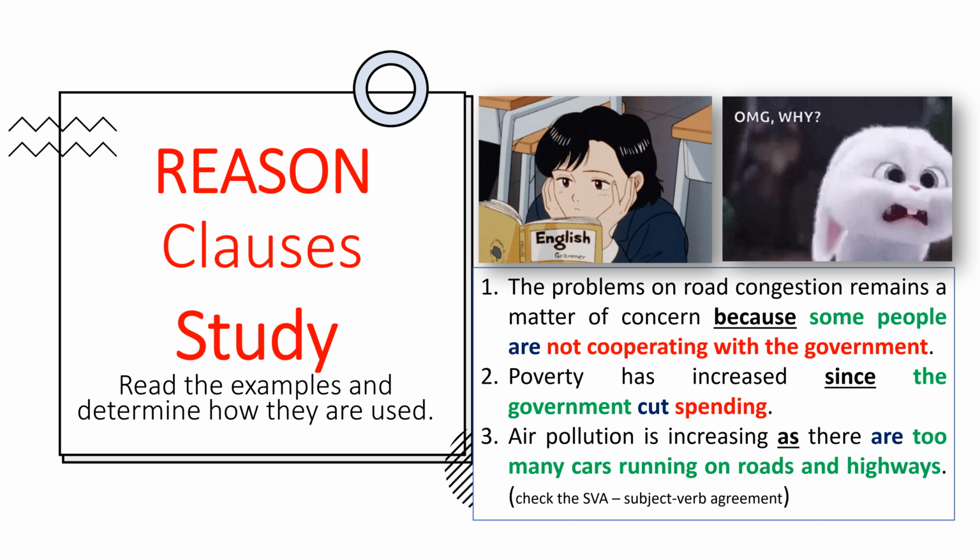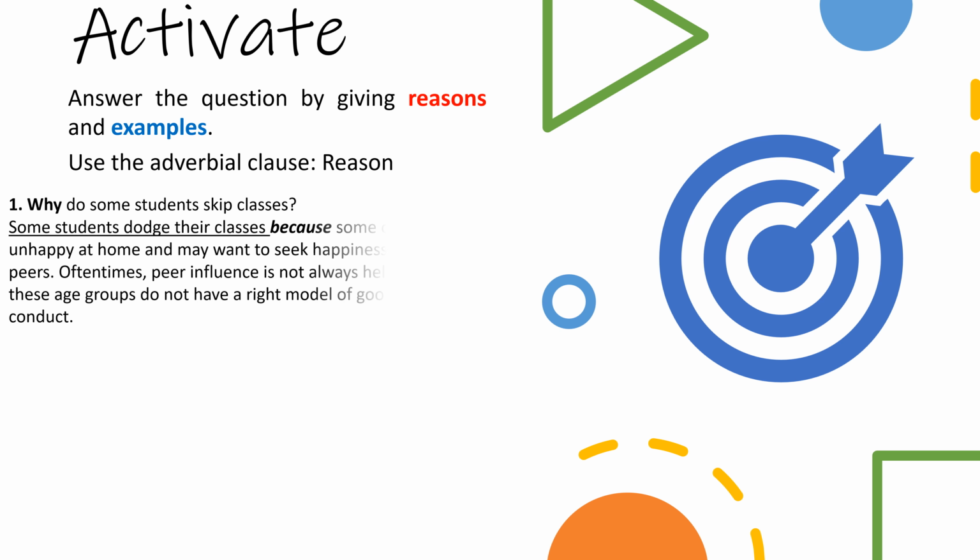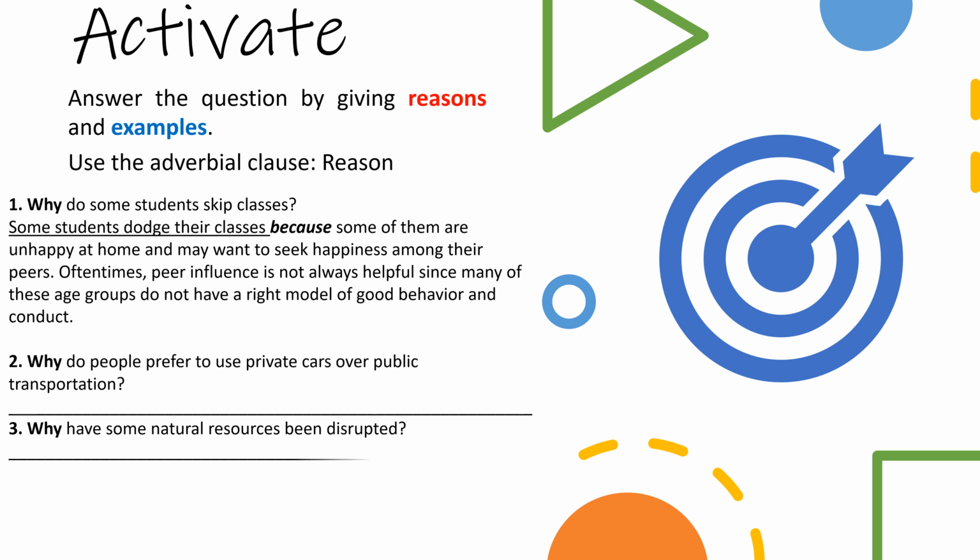Okay, now let's have a practice here, and in this exercise I want you to answer the question by giving reasons and examples, and you have to give here adverbial clause reason. For example, why do some students skip classes? Now, some students dodge the classes. Why? Because some of them are unhappy at home and may want to seek happiness among their peers. Oftentimes, peer influence is not always helpful, since many of these age groups do not have a right model of good behavior and conduct. Okay, so you have to finish here other questions by giving your reasons and examples.